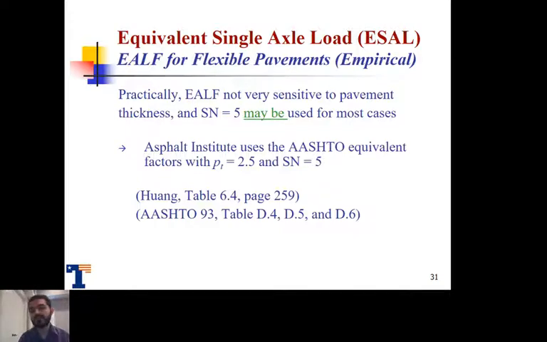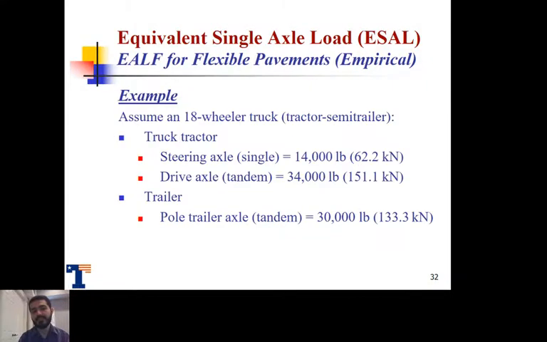And as well, you also use the AASHTO equivalent factors at PT equal to 2.5 and structure number equal to 5 in most of the structures. Those tables are in Huang's book, table 6.4, page 259, and you can also find them in the AASHTO 1993, table D.4, D.5 and D.6.